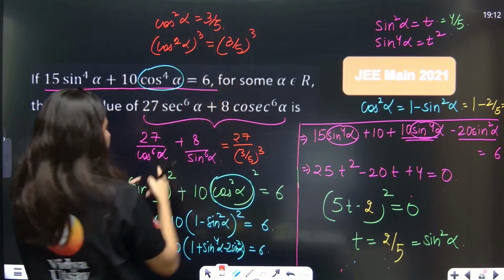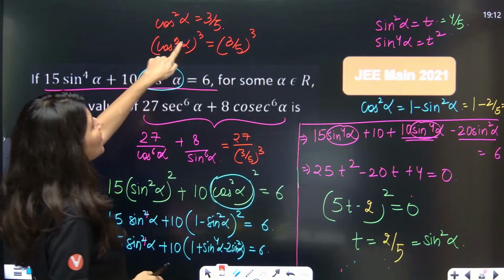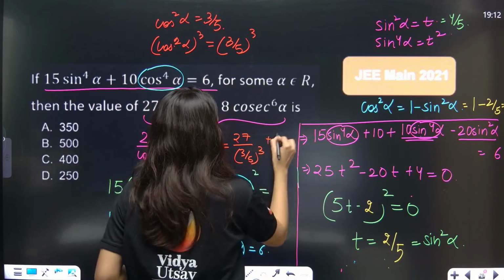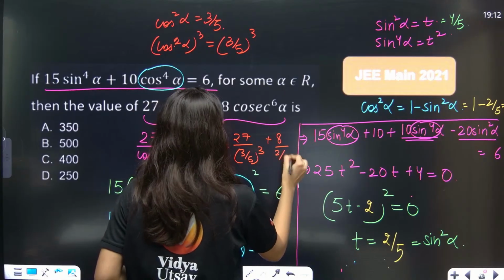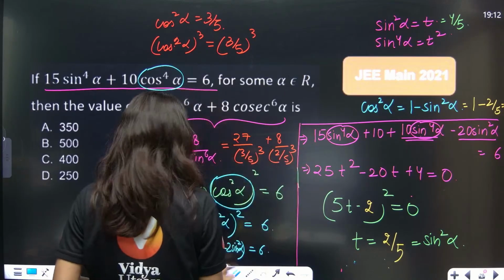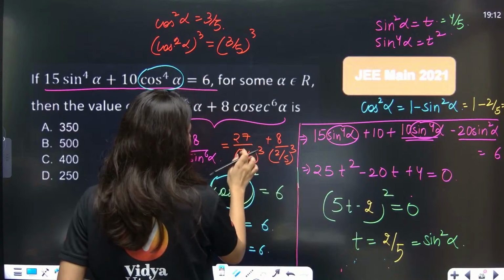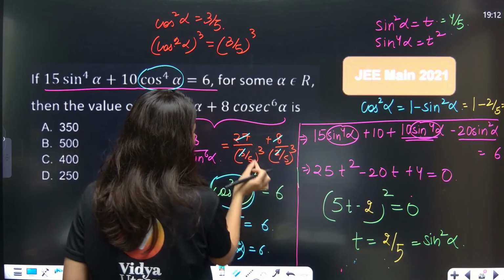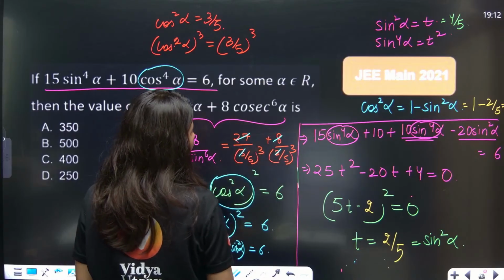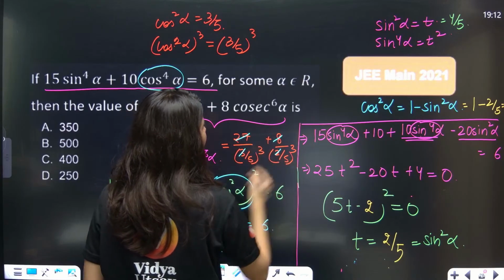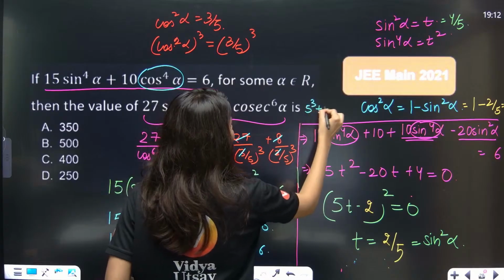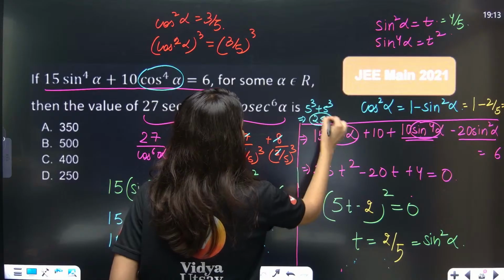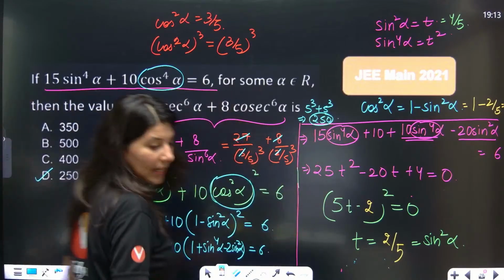And this is, 2 3s are 6. So that means cos power 6 alpha is (3 by 5) cube. Similarly, this is 8 upon (2 by 5) cube. Clearly, if you solve it, 3 cube and 27 are gone, 2 cube and 8 are gone. So only 5 cube. 5 cube plus 5 cube is the answer, which is nothing but 125 plus 125, 250. Option D is absolutely correct.